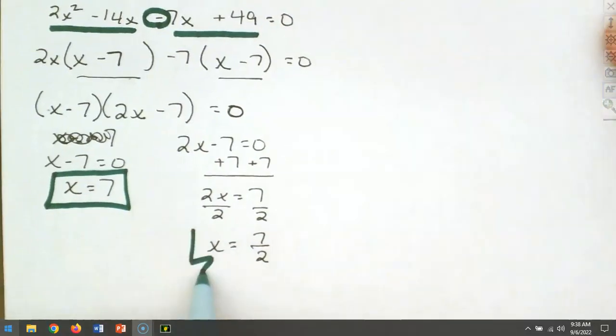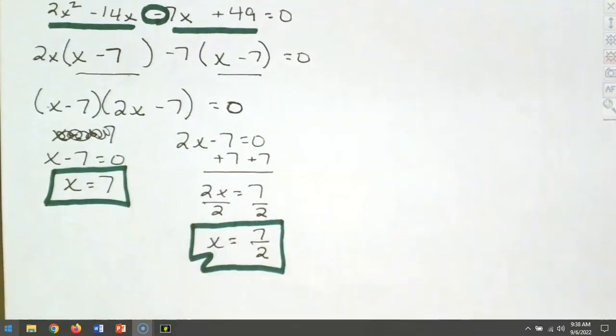So double check and make sure you got those two solutions. One of them is 7, and one of them is 7 over 2. Is everyone okay with how I did that? The most commonly made mistakes, though, are going to be with the signs. So make sure. That's why I write it out.